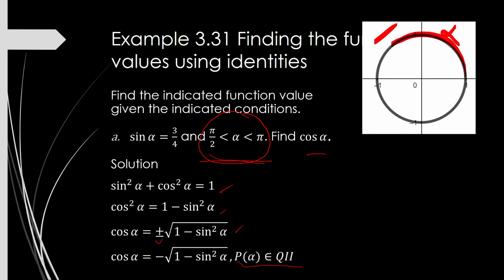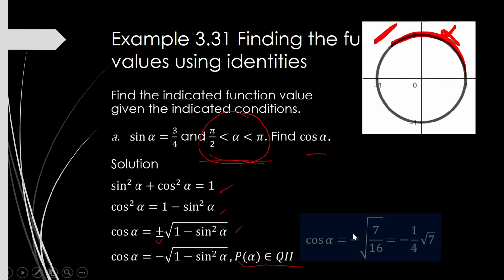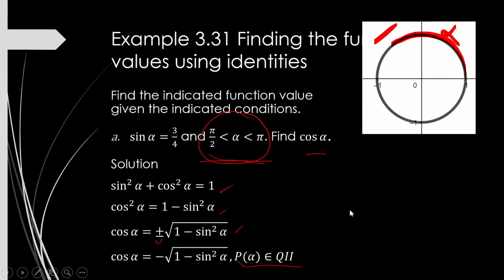So what then is cosine of alpha? Okay, so by substitution, let us simplify 1 minus the square of sine of alpha. So that's going to be 1 minus the square of 3 over 4. Okay? And this is equal to 1 minus 9 over 16.